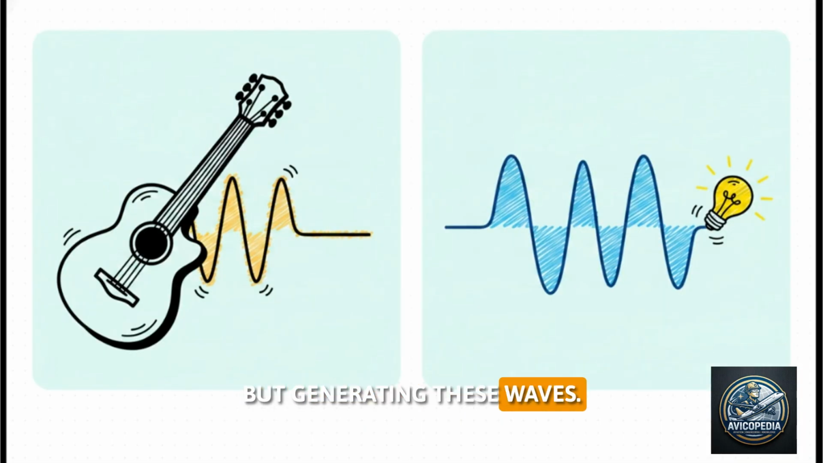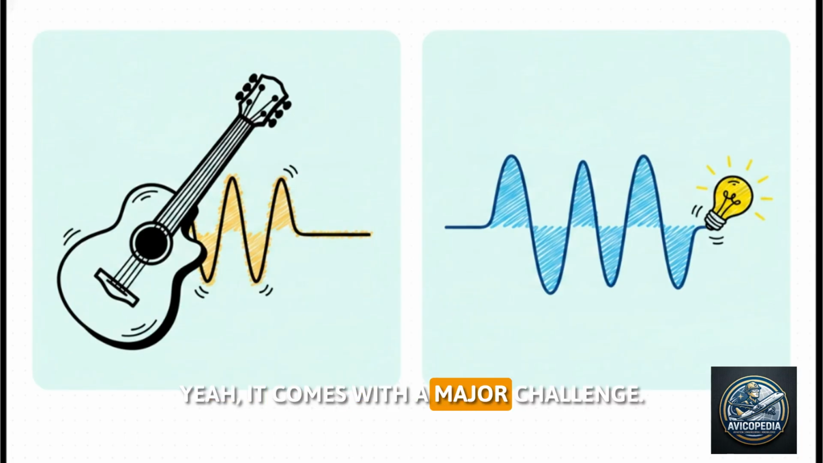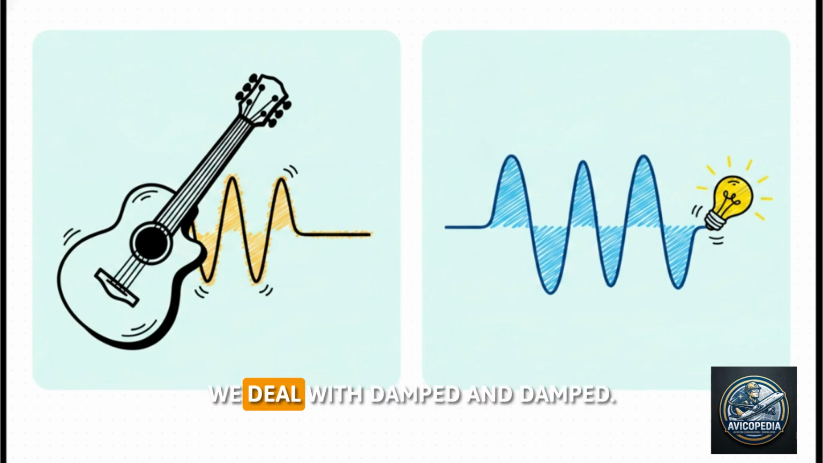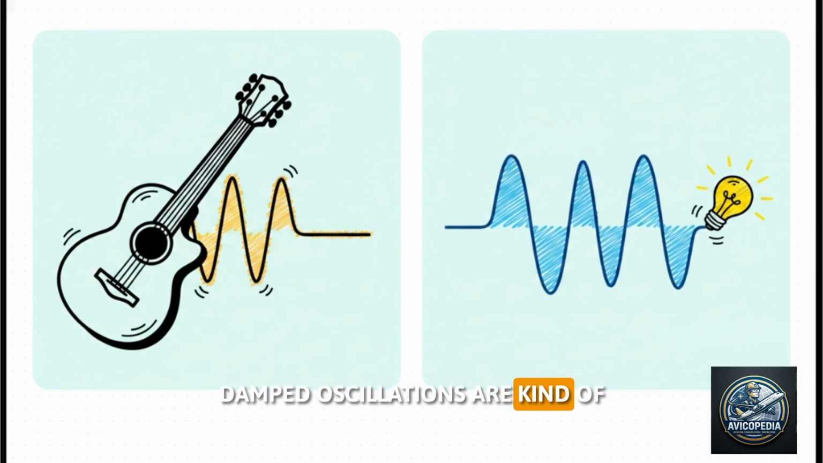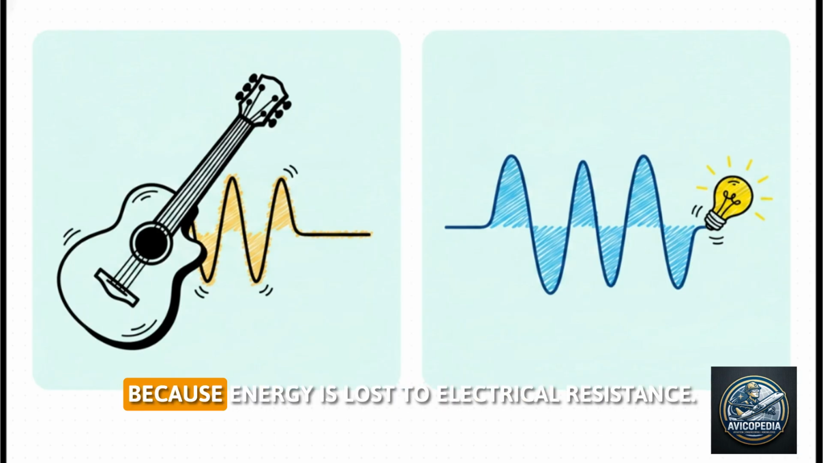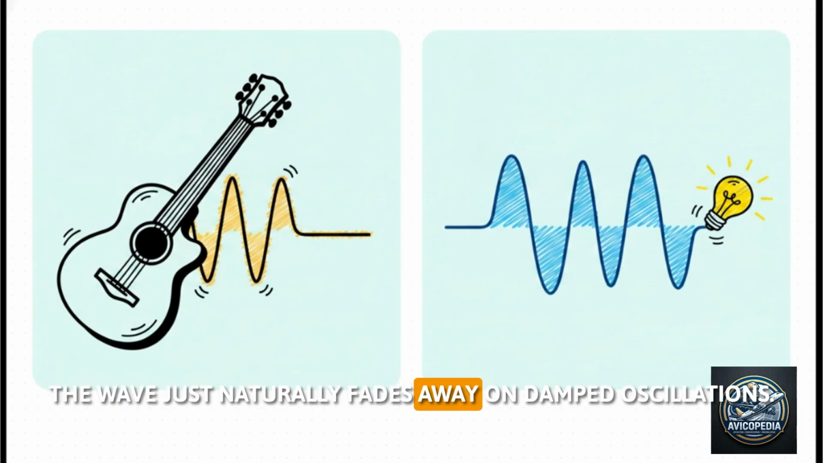But generating these waves? Yeah, it comes with a major challenge. There are essentially 2 types of electrical oscillations we deal with: damped and undamped. Damped oscillations are kind of like plucking a guitar string, right? The amplitude just goes on decreasing with time because energy is lost to electrical resistance. The wave just naturally fades away.